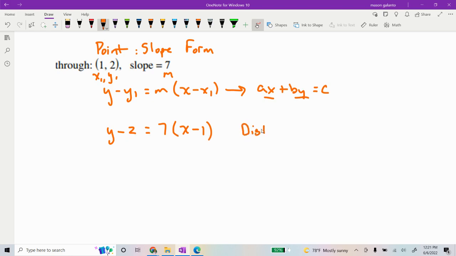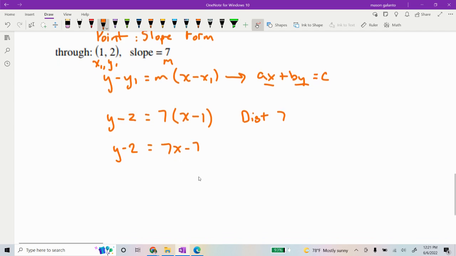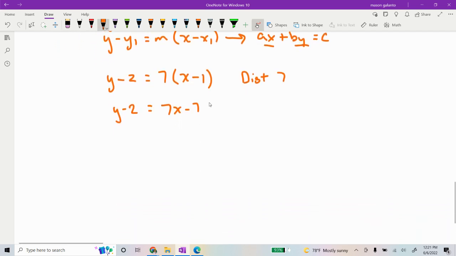The first thing we want to do is we want to distribute 7. So our left-hand side stays the same. Y minus 2 is equal to 7 times x, 7x, 7 times negative 1, negative 7. From here, I want to move my x to the left-hand side because I want x and y on the same side. So I'm going to subtract 7x. Again, I'm stacking it appropriately. I want my x first plus y minus 2 is equal to negative 7. I want to go ahead and structure it for standard form, x first, y second.